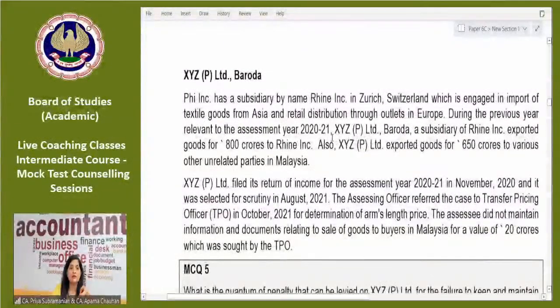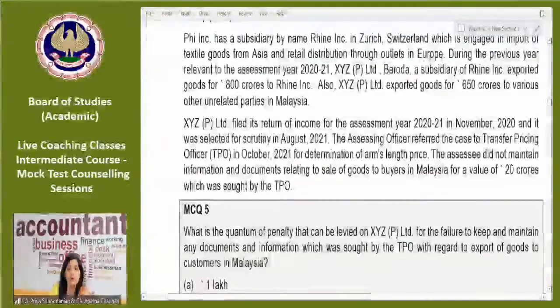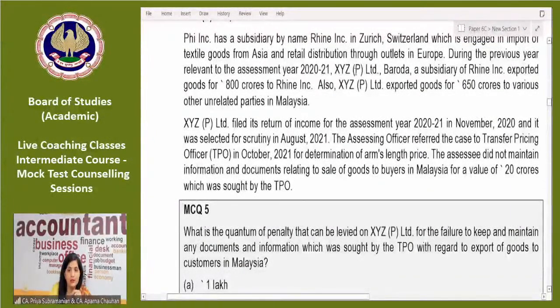Now, the second paragraph of this case study: XYZ Private Limited, Baroda. Fee Inc., already mentioned in the first paragraph, is the parent entity of Alpha Banking Corporation Limited. Fee Inc. Limited has a subsidiary by the name Rhine in Zurich, Switzerland, which is engaged in import of textile goods from Asia and retail distribution through outlets in Europe. During the previous year relevant to assessment year 2021, XYZ Private Limited, Baroda, a subsidiary of Rhine, exported goods worth 800 crore to Rhine.